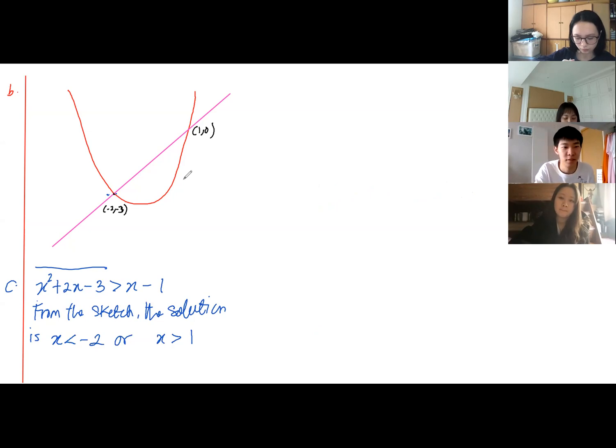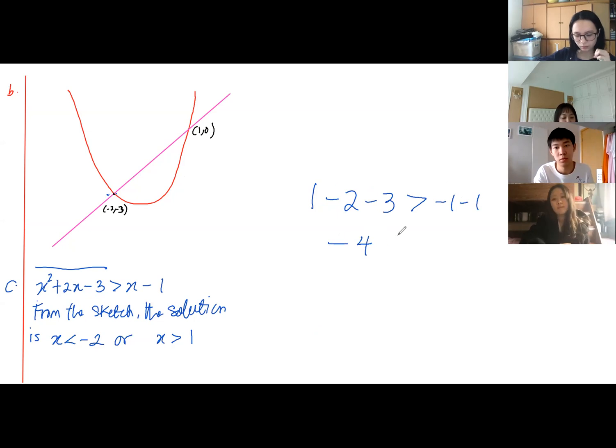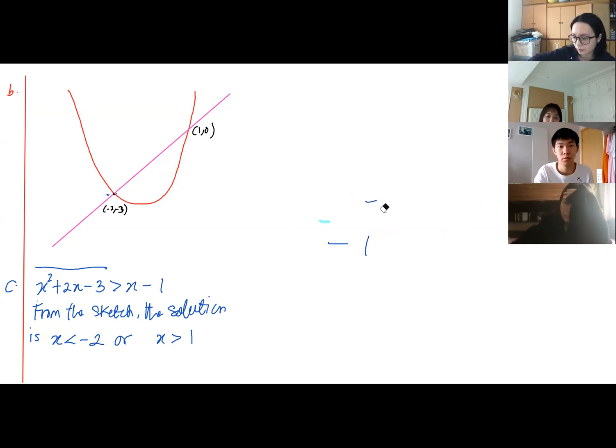-1. So let's substitute -1 here. You get 1 plus 2 minus 3. Let's see if it is greater than -1 minus 1. So this is negative 4. Is -4 greater than -2? No, which is obvious. You can see that. When you pick that, this curve is not greater than this straight line. So that is what this inequality means. That's what it wants you to do.